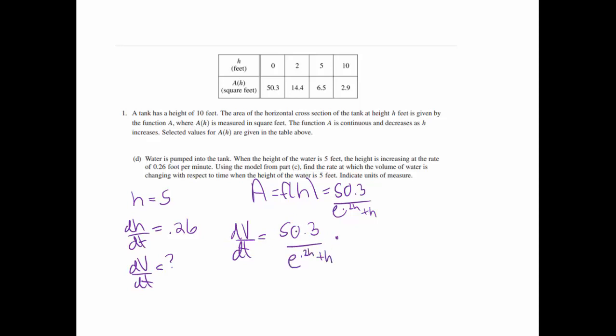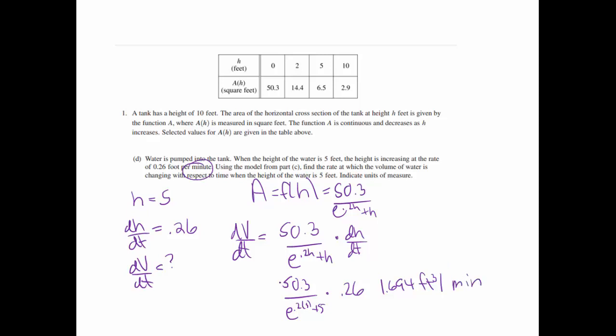But since this is with respect to time, we need to include dh dt. Okay, then from here we're just plugging in information. I'm going to have 50.3 over e to the 0.2 times 5 plus 5 times 0.26, and when I calculate that out, I end up getting 1.694, and it does ask me for units, indicate units of measure. How fast is the volume changing? It's changing 1.694 feet cubed per minute.